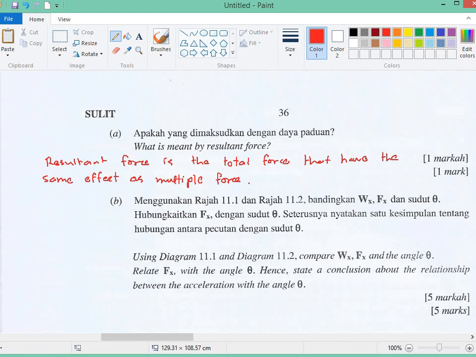B. Using diagram 11.1 and diagram 11.2, compare Wx. This is the weight. Fx and angle. So there are three things that you need to compare, and then after that relate Fx with angle, and then state a conclusion about the relationship between acceleration and angle. So in total there are 5 things. You have to compare this, this, this, 1, 2, 3, and then 4, and then 5. Okay, so 5 marks.